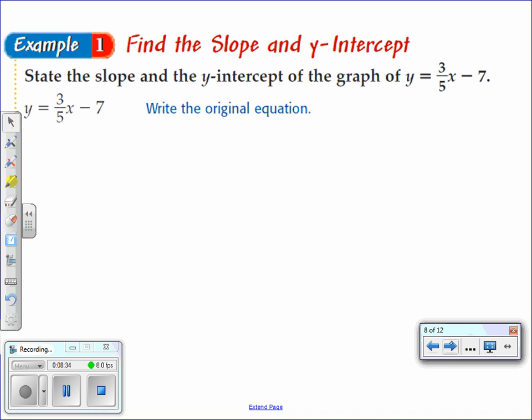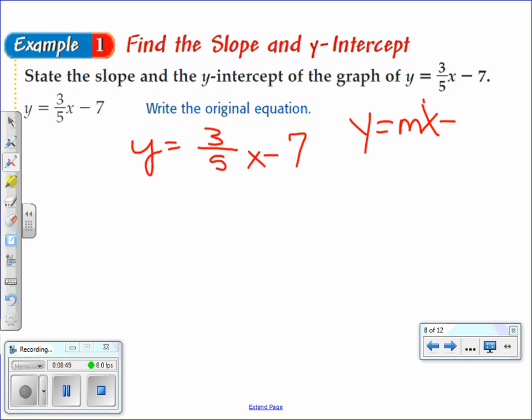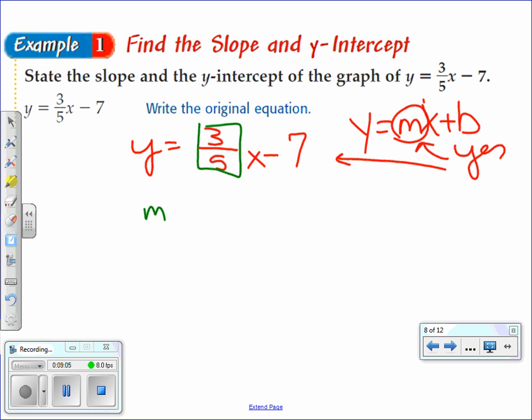Let's try this. Okay, so here we have an equation. y equals 3/5 x minus 7. Are we in y equals mx plus b form? Yes. That's the form this equation's in, isn't it? So I know if I look where the m is, and the m is right here, m is the slope, right? M stands for slope. And our slope here is 3/5.